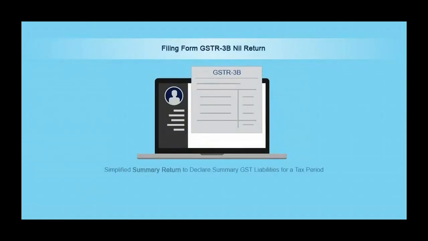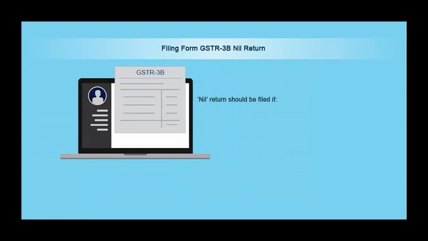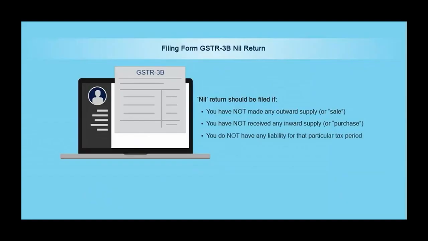Form GSTR 3B is a simplified summary return to declare GST liabilities for a tax period. This video will guide you how to file GSTR 3B nil return in case of no business activity. Nil return may be filed by you for a particular tax period if you have not made any outward supply, commonly known as sale, and have not received any inward supply, commonly known as purchase, of any goods or services, and do not have any liability for that particular tax period.